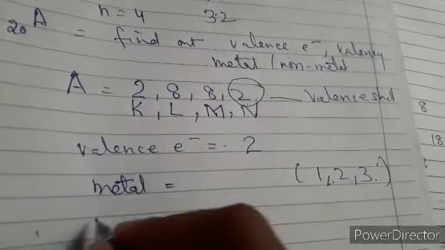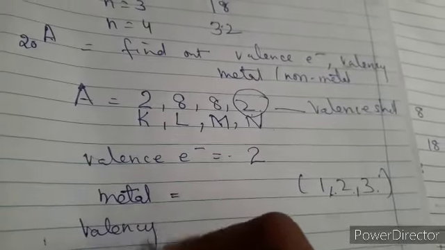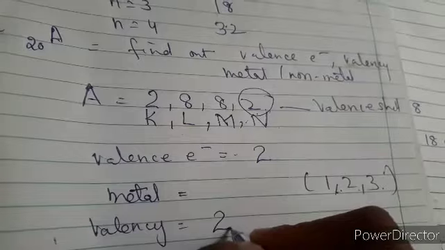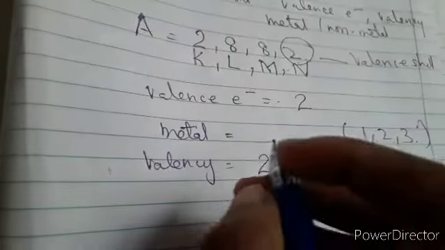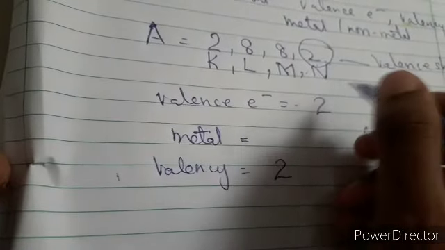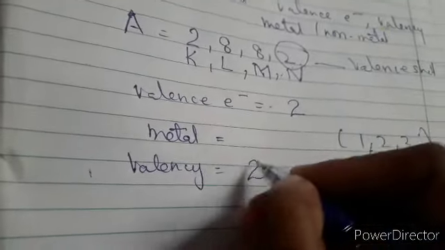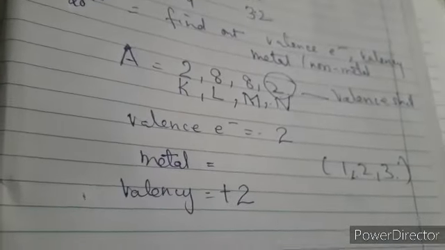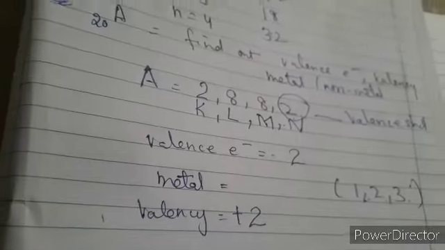Now the next is the valency. Valency is what? It will lose 2 electrons. It is a metal, it will lose electrons, so its valency is 2. This much you should know over here. That is very, very important. Sometimes, since they are losing electrons, you can write plus 2 also. This way you can also write simply 2, and you will get the answer.